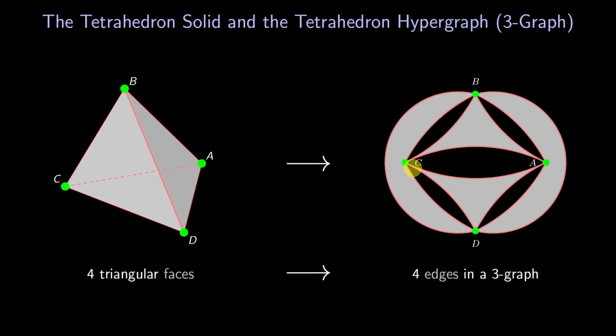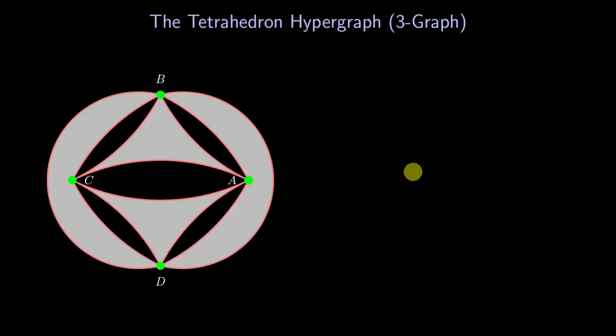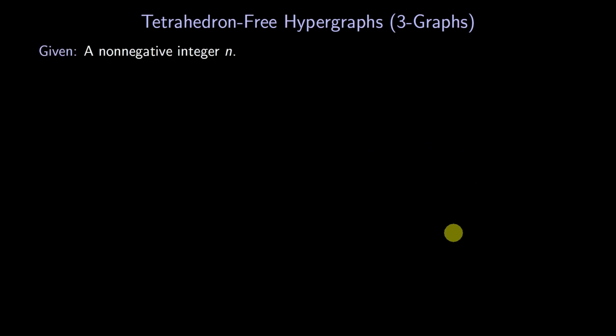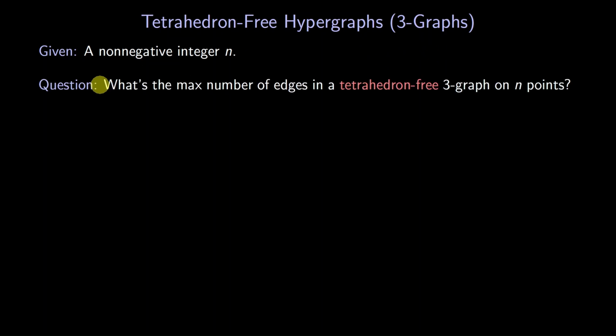Let's look at the tetrahedron hypergraph again. It has 4 points. It has 4 edges. It's the complete 3-graph on 4 points. Just like we discussed triangle-free graphs, we can talk about tetrahedron-free hypergraphs. We'll ask a similar question. If a tetrahedron-free 3-graph has n points, what's the most number of edges it can have?